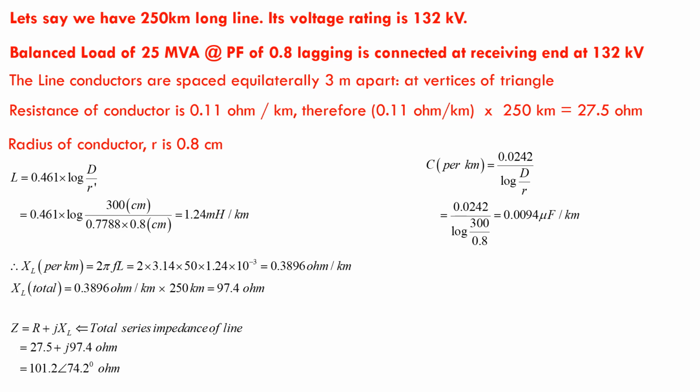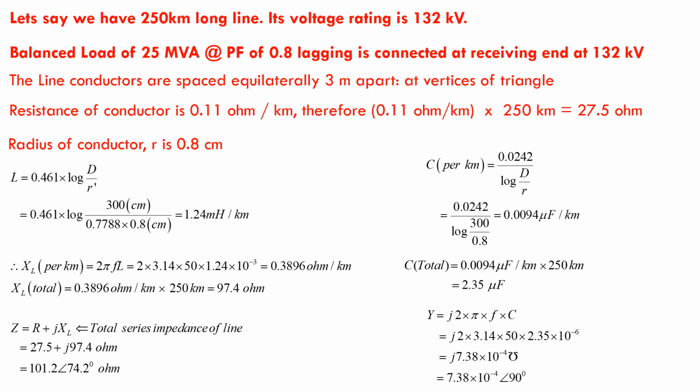Just observe the difference in the capacitance equation and the inductance equation. In the inductance equation it is R dash, whereas in the capacitance equation it is simply R. So don't make a mistake in considering the value of R while calculating the inductance and the capacitance. Based on that, you get the total capacitance of the line equal to 2.35 microfarad.